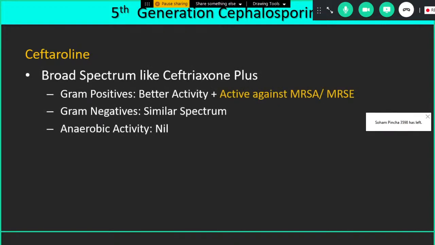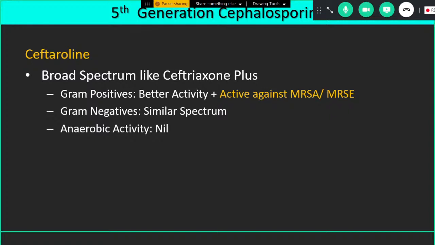Now we come to the fifth generation. Fifth generation is basically the third generation, plus they have some activity against the resistant bacteria. So if we see the activity of ceftaroline, we can see that the activity against MRSA is very high, and it is very important because a lot of patients we are getting have this MRSA, and it is very difficult to treat because of the resistance produced by these bacteria.